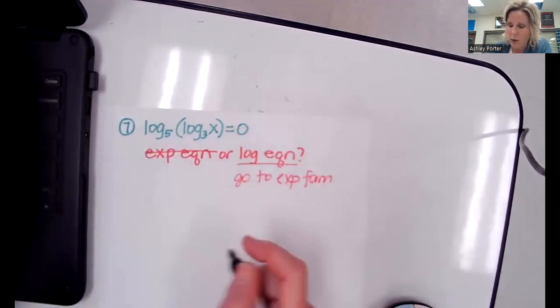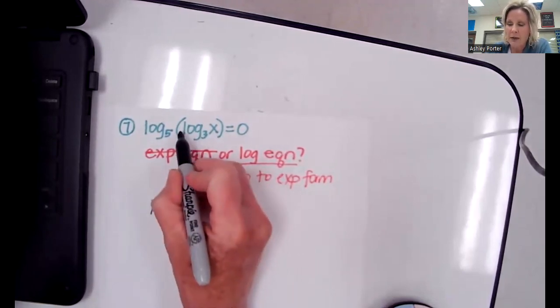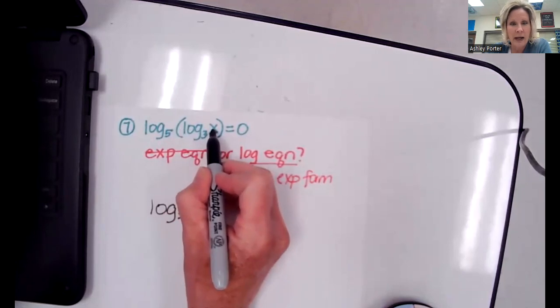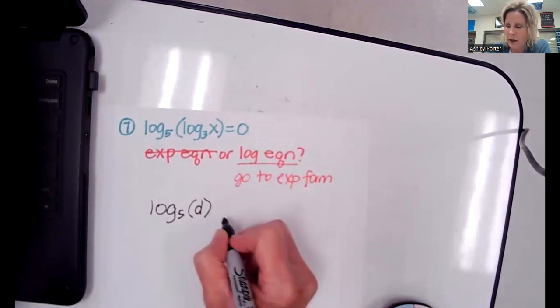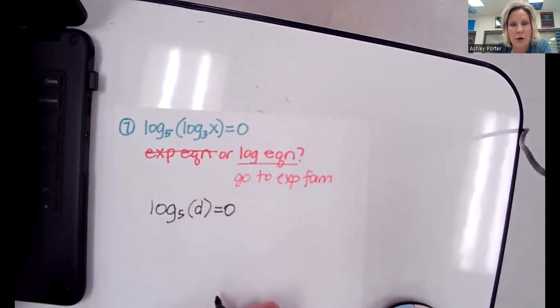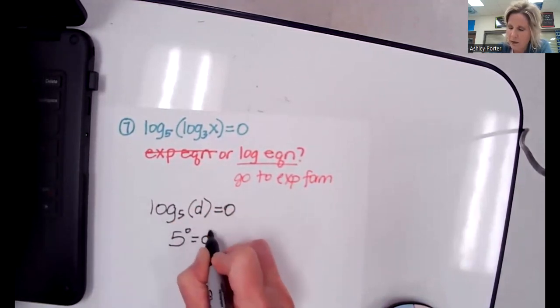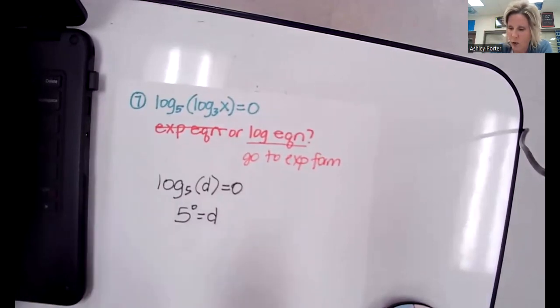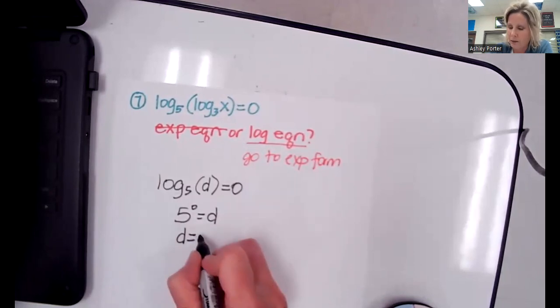Condense this or rewrite it for a moment. This might help you to see. Let's use a dummy letter to stand in for the log base 3 of x on the inside. So log base 5 of some dummy letter d equals 0. That might make it easier to see the phases of the problem. Rewrite it in exponential form: 5 to the 0 equals d. Let me reverse sides, so d equals 5 to the 0, which is 1.